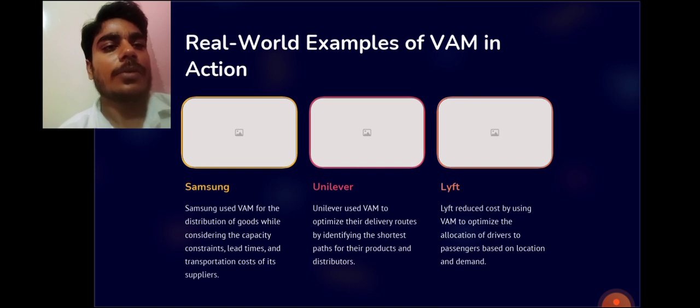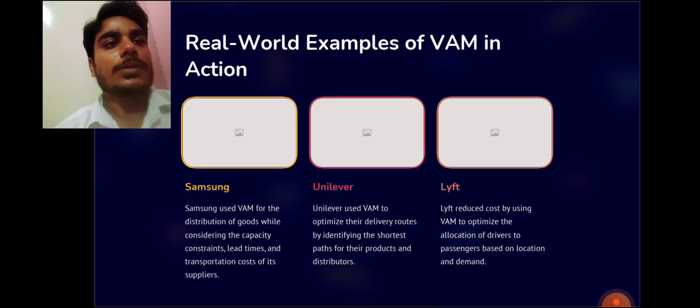After Unilever, we are going to discuss Lyft. Lyft reduces cost by using VAM, optimizing the allocation of drivers to passengers based on locations and demand, providing good service to the customers.